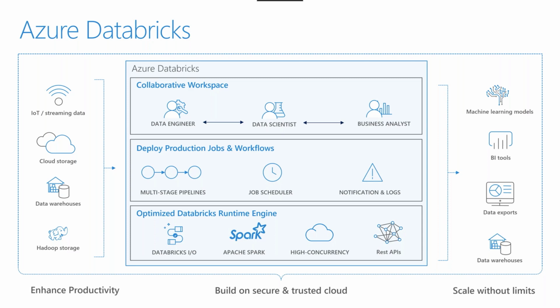The multi-stage pipelines, being able to schedule their jobs, being able to schedule however many resources they want, and be able to plan that with other personas that are needing capacity as well, getting those notifications and logs if there are issues with their jobs, or if they're needing additional capacity, etc.